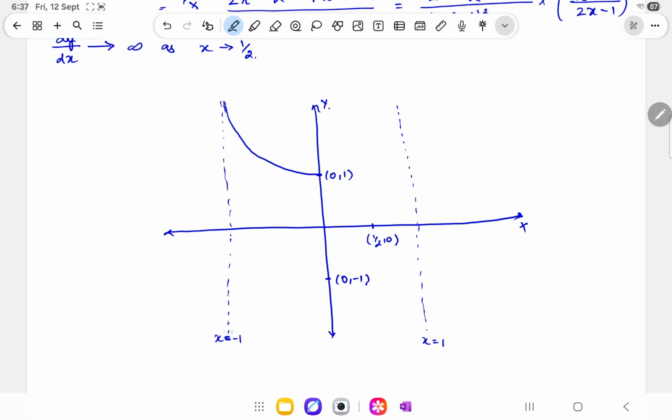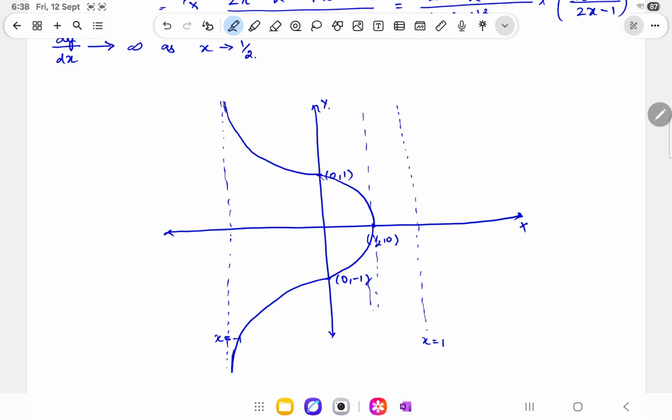Likewise, because we have symmetry about the x-axis, here also our curve will be something like this. And because we cannot join it with a straight line here, because you see our curve is basically of degree 2, it will be somewhat like this passing from here, and we have a tangent sort of thing here as well at x equals 1/2.